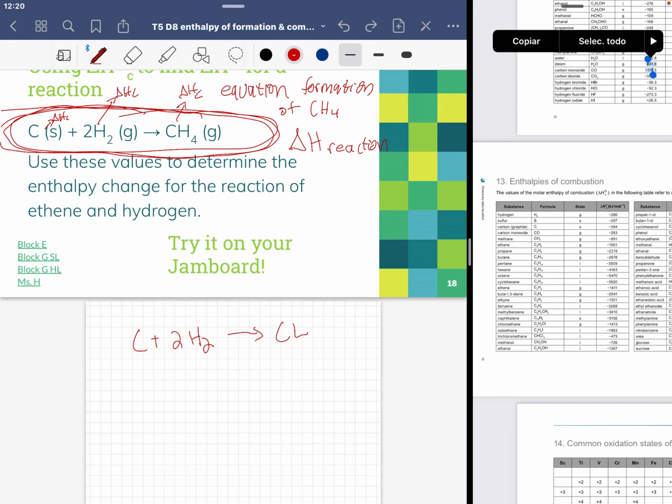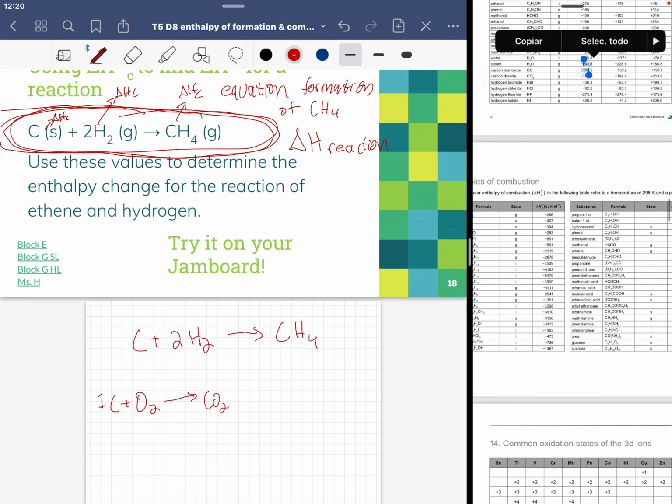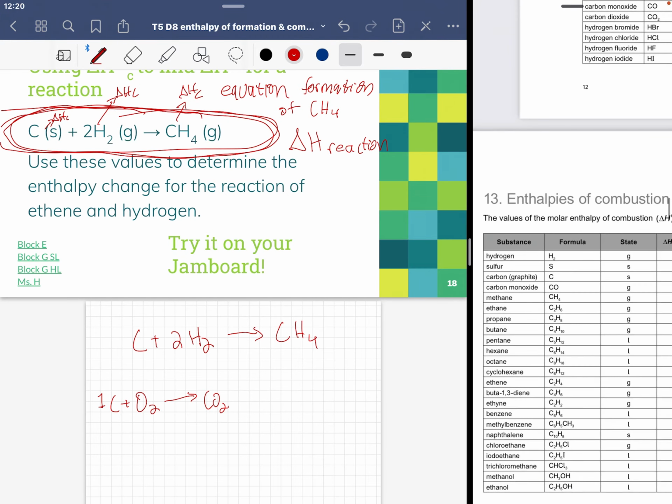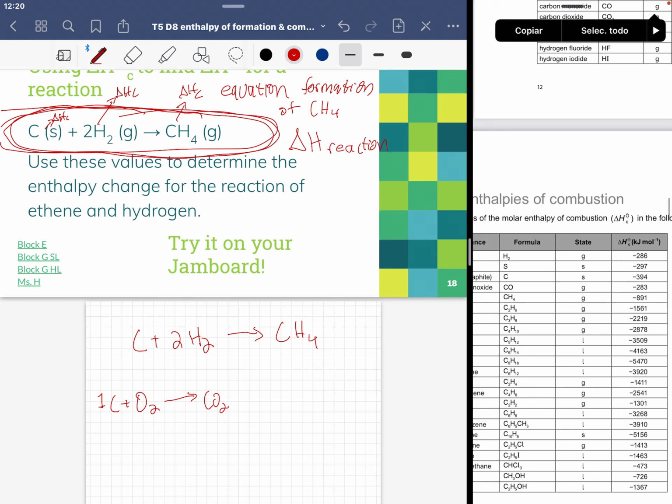CH4 gas. All right, so my intermediates. When I write combustion intermediates, remember combustion is in oxygen. This must be the 1 mole. CO2, and I looked that up. See, carbon by itself is negative 394 kilojoules per mole of individual carbon.